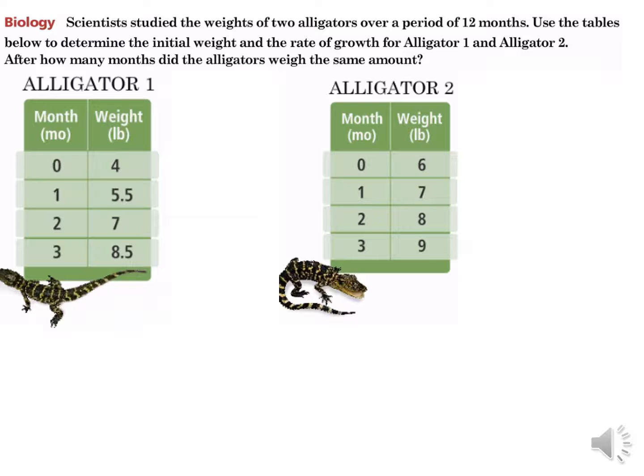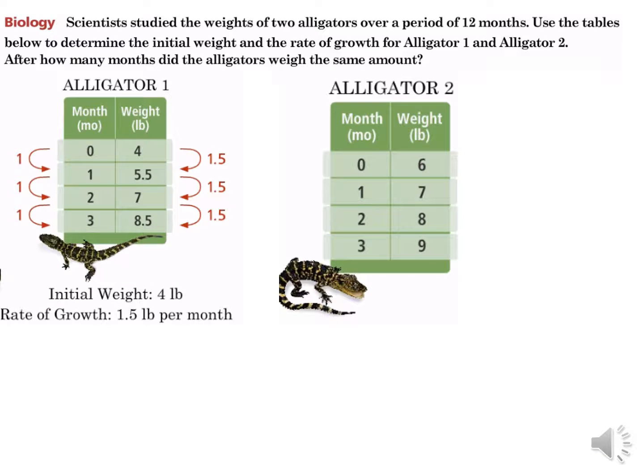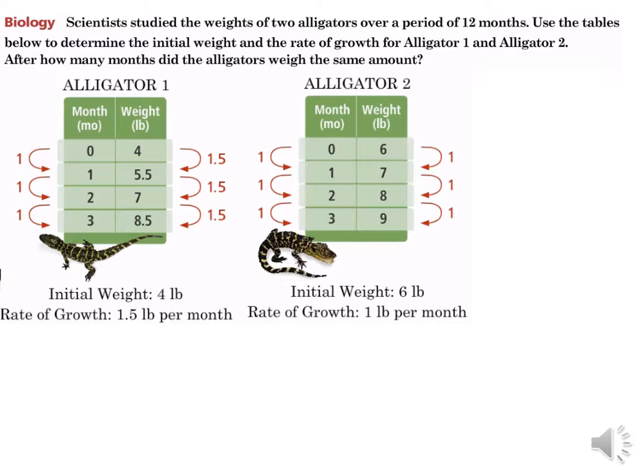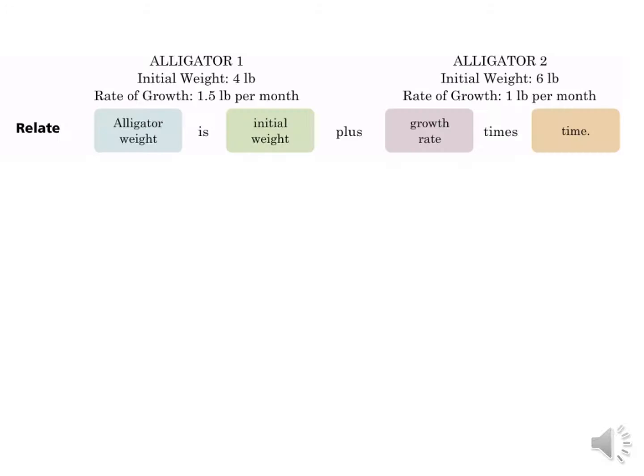Well, this is easy. First of all, we need to find an equation. We just have a table. Now, we're very lucky because it has a 0 and a 4. So we know that 4 is the y-intercept for alligator 1. And we know that 6 is the y-intercept for alligator 2. Now we just need to calculate the change in y over the change in x. So 1.5 over 1 will be our slope. And over here, 1 over 1 will be our slope.